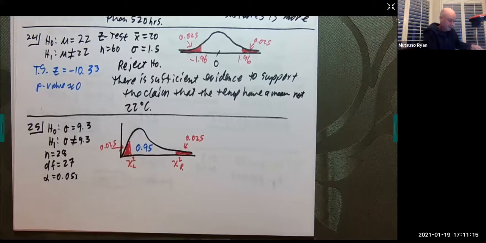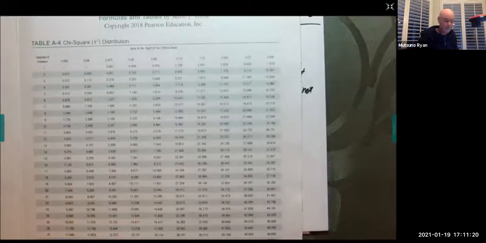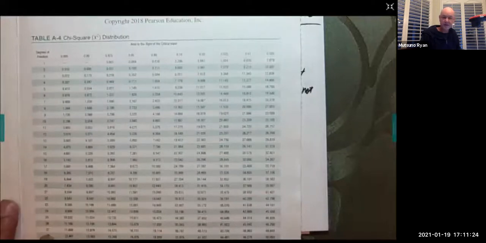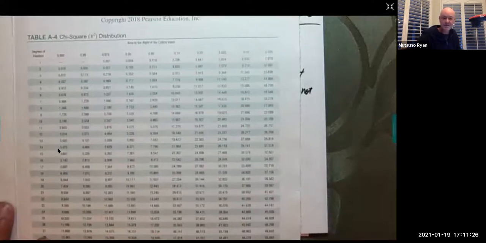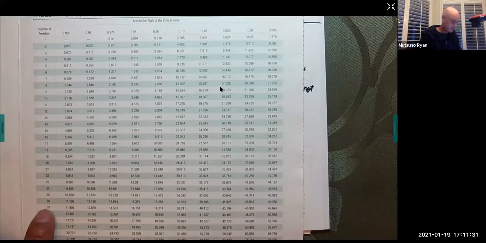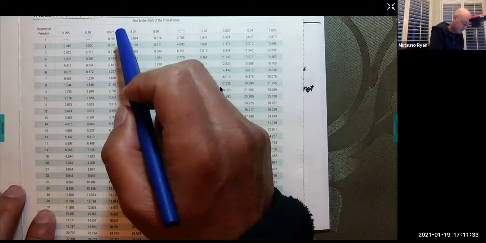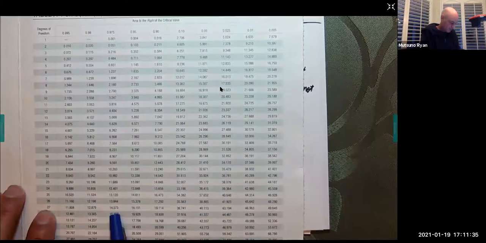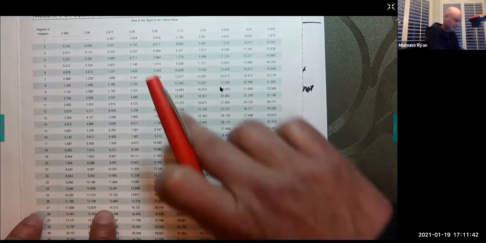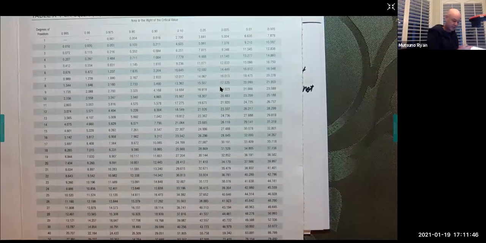So I'm going to go here. Degrees of freedom is 27, which is way down here. Can we see that? We can see that. So here's 27, and area to the right is the 0.975. So where do those two meet? We were here at 14.573. Degrees of freedom of 27, area to the right is 0.975: 14.573.